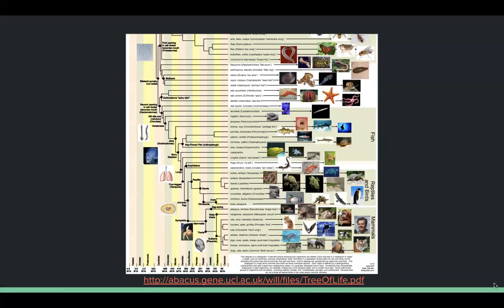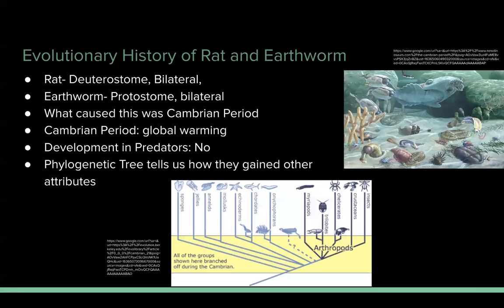In this phylogenetic tree, it shows that worms, earthworms, and rats do share a common yet distant ancestor. So the evolutionary history of a rat and an earthworm. So rats are deuterostomes and bilateral. Earthworms are protostomes and bilateral. And what caused this is the Cambrian period, which was a period of global warming. There was no development in predators, and this phylogenetic tree shows how they gained other attributes.